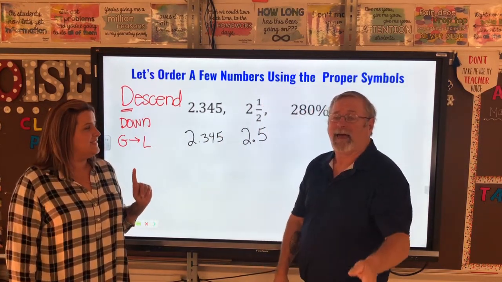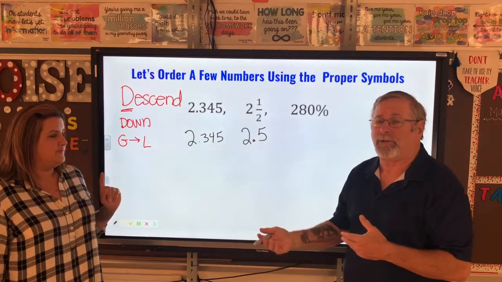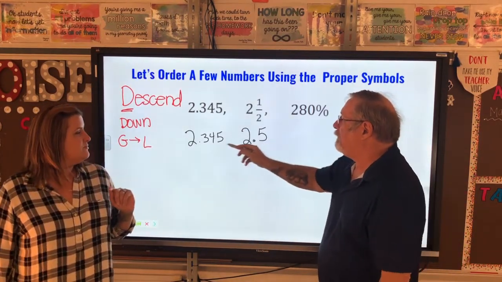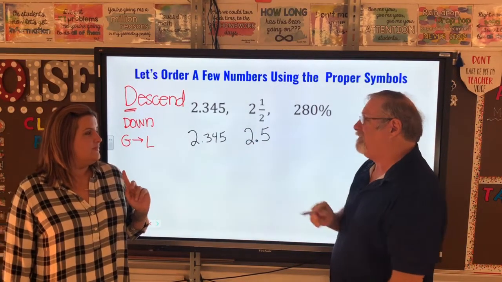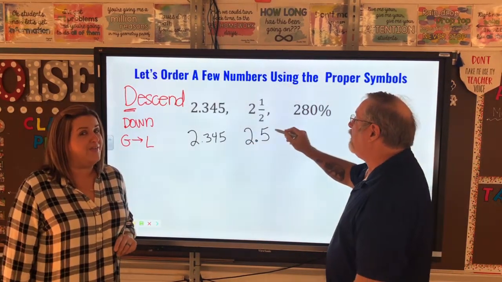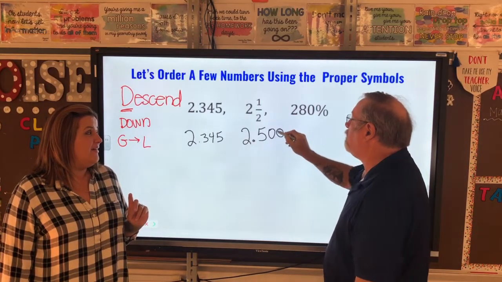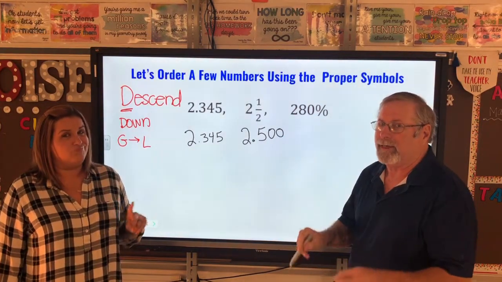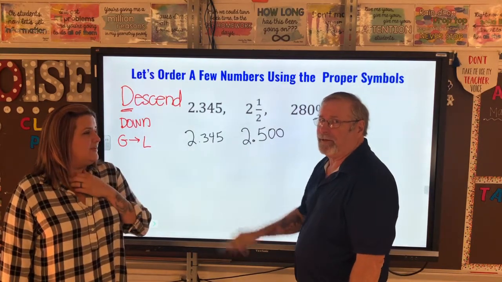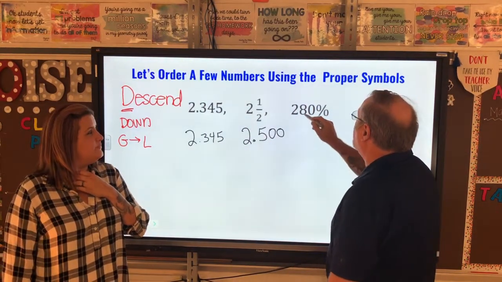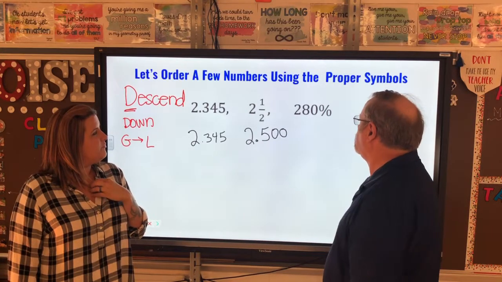345,000. I can't tell you how many times when I had students doing this that they would look at this and think, well, 345, it's got to be bigger than 5. Yeah, but that's not. But if I add these two zeros and make them always the same size, that's now 500. That's right. Now 500, definitely bigger than 345. Definitely. And then I have 280%.